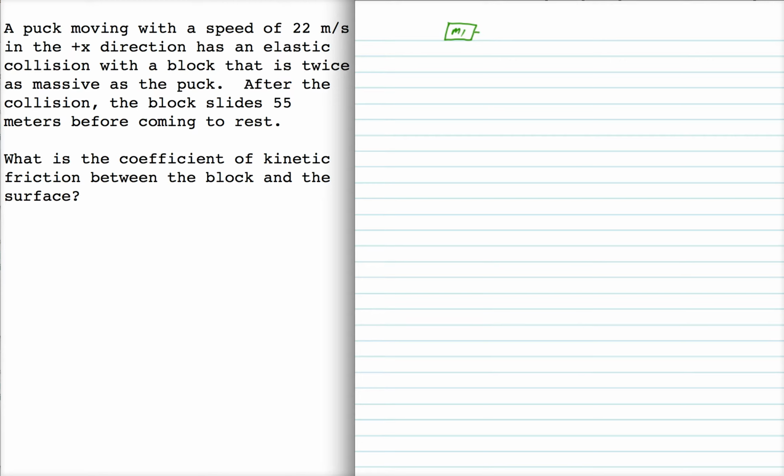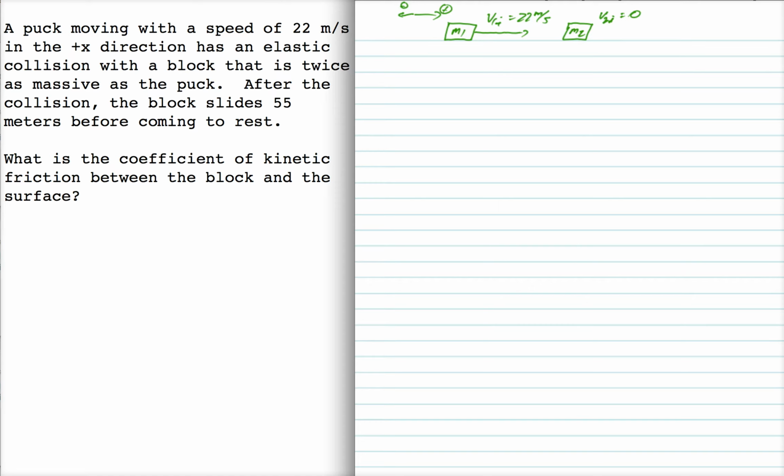And M1 is this puck that is moving with an initial speed, v1i, of 22 meters per second in the plus x direction, so that direction will be positive. And it has an elastic collision with a mass M2 here. And I guess we're assuming that M2 is at rest. So that's the initial thing anyway.